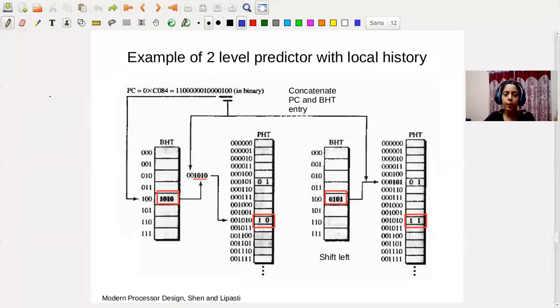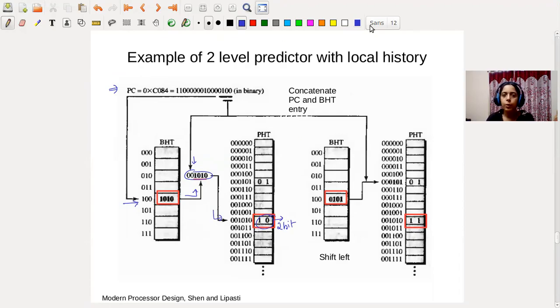This is another example of a two-level predictor with local history. So we have the PC here. Some bits of the PC are going to be used to concatenate with the branch history table entry, and some bits of the PC are also going to be indexed into the BHT. So this concatenated entry is now going to be used as an index into the pattern history table. And finally, the entry here, which is a two-bit predictor or a two-bit counter, is used as the final decision for the branch.